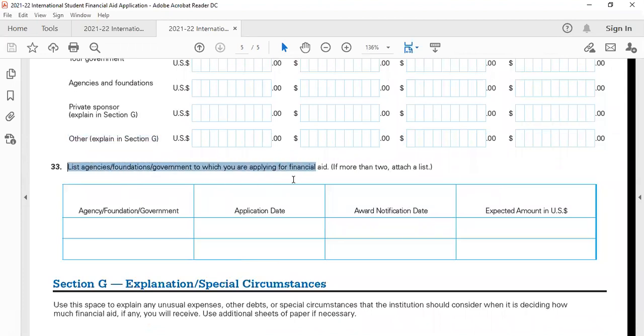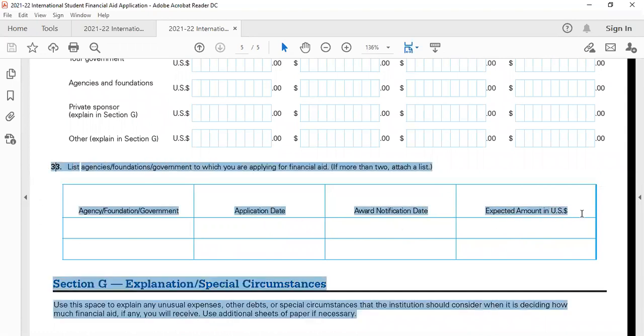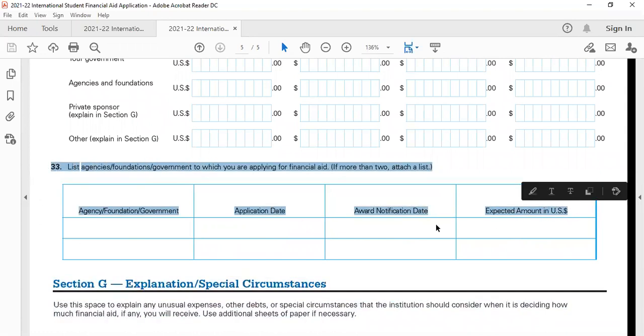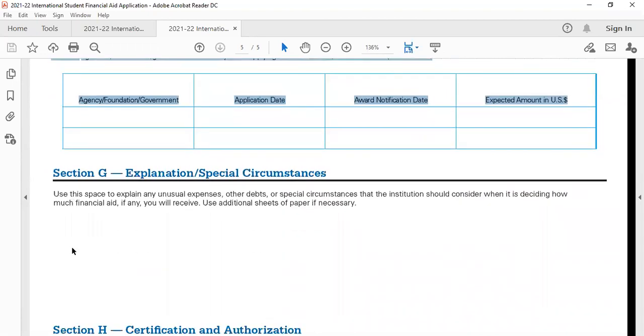Question number 33 asks if you have applied for financial aid to any institution. You can mention Next Genius here. If you're a Next Genius applicant, you can mention that you've applied to us. The application date can be October 10. Award notification date will be 26 January 2021. For expected amount, you can mention full tuition scholarship. This is something the colleges are anyway aware of, because they know that you are an applicant of Next Genius, because we inform them about this, right? So you can mention that over here.